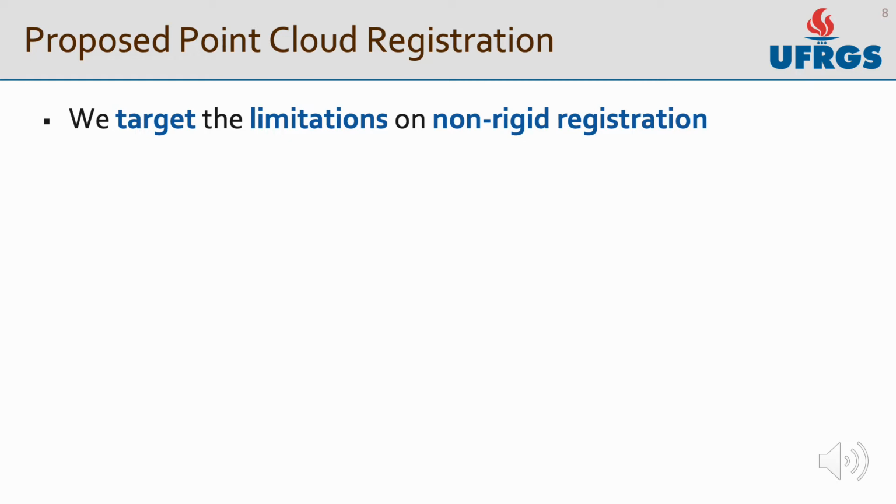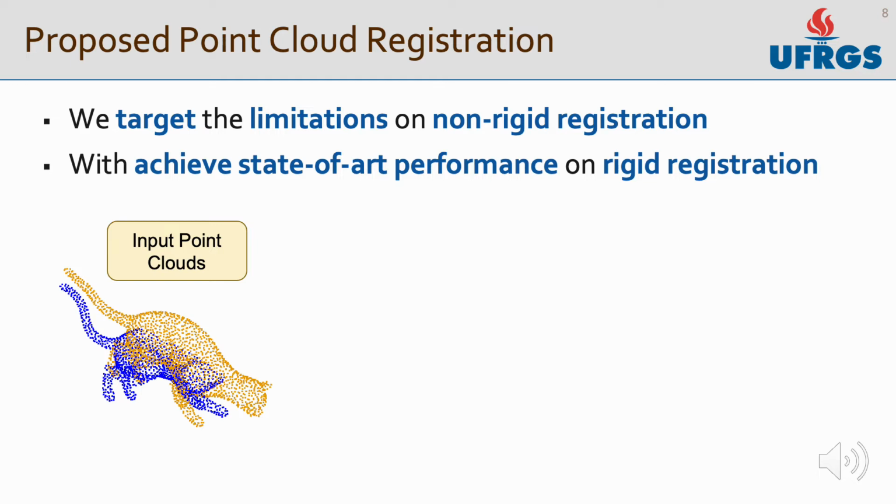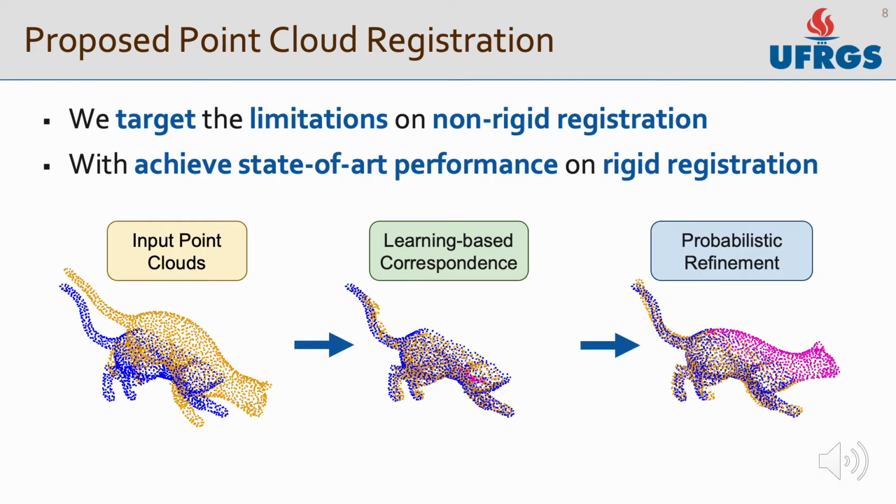To tackle the limitations on non-rigid registration, we propose a learning-based technique to register point clouds. It is robust to noise and can deal with partial clouds. In addition, it achieves state-of-the-art results on rigid registration. Our approach consists of two main parts. First is a neural network that produces a dense set of correspondences between points in the source and target clouds. Second, a probabilistic model uses the correspondences to estimate the final registration.